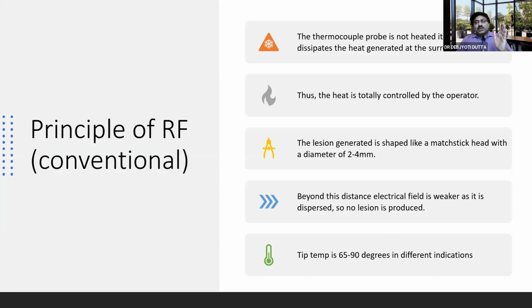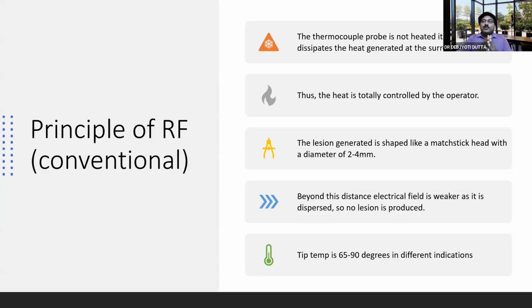Okay. So these are the main principles of RFA. You can take a picture of this slide as well. So there is a thermocouple probe through which the current passes to the body. But remember, this probe is not heated by itself. It actually dissipates the heat generated by the surrounding tissue.